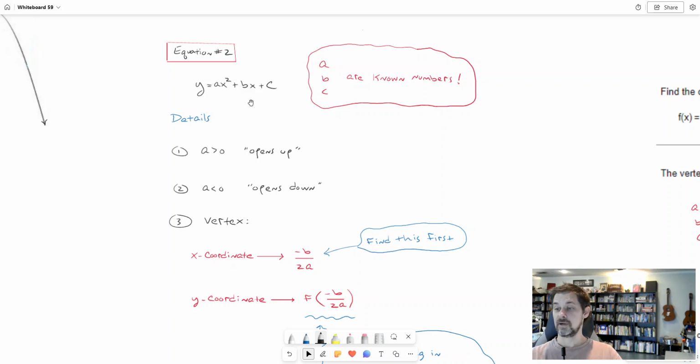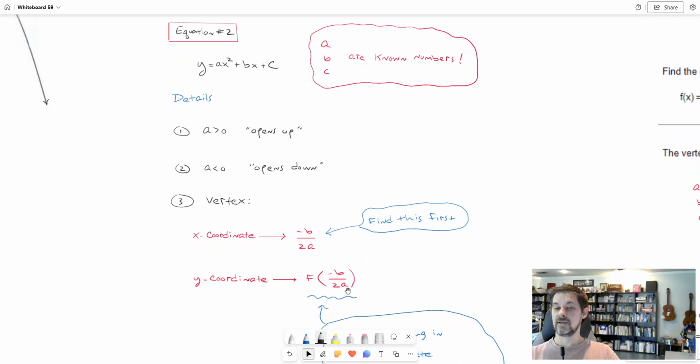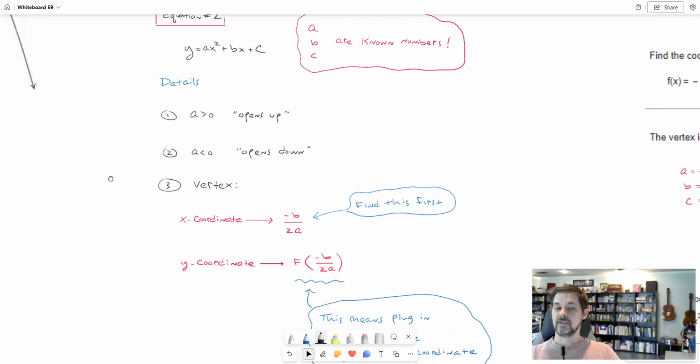First, it is a parabola. If you graph it, that's what it's going to look like. If a, this number multiplying the x squared, is positive, it opens up. If a is negative, it opens down. And then we calculate the vertex based on those numbers. All right, so let's talk about finding the vertex, because I think that's the part that, if you've never seen it, might be a little bit difficult.